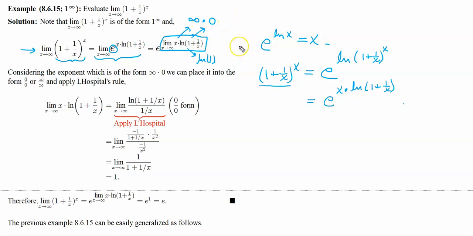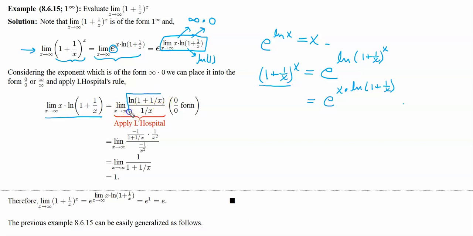from the previous discussion. So now let's see how we can evaluate this as we did before by rewriting it as a limit of the form 0 over 0 or infinity over infinity. So here we have the limit of the exponent. So we will write this as the limit as x approaches infinity of the natural log of 1 plus 1 over x divided by 1 over x.